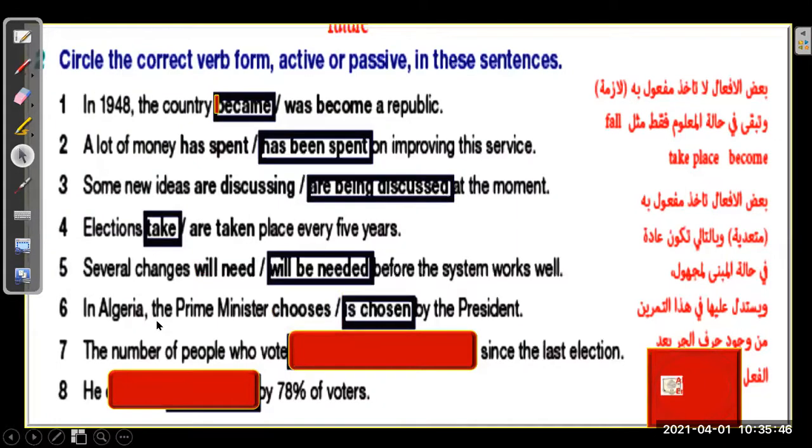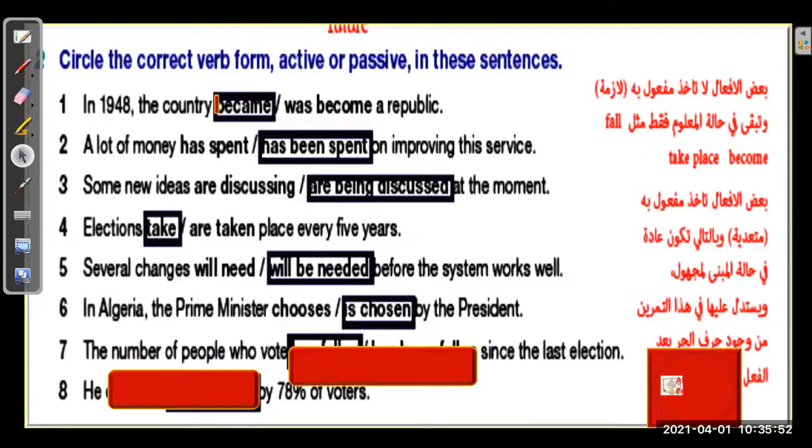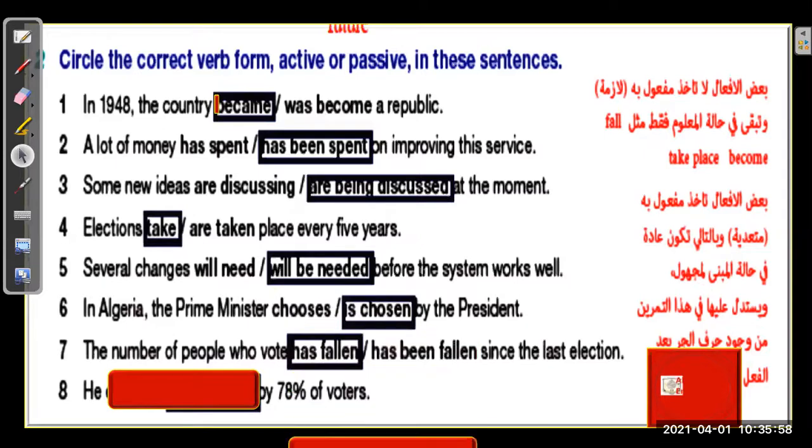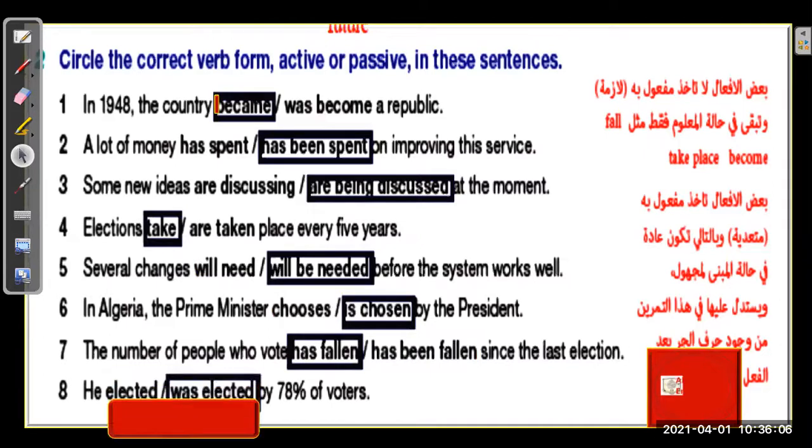The number of people who vote has fallen since the last election. So what is it? Has fallen or has been fallen? It's has fallen. Okay, the last one, Alice, and then we summarize. He was elected by 78% of voters.